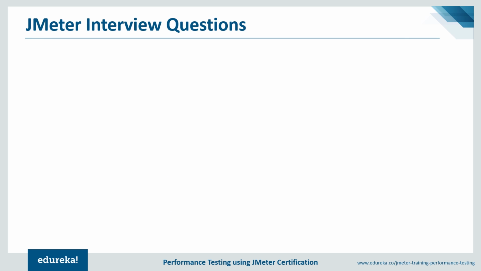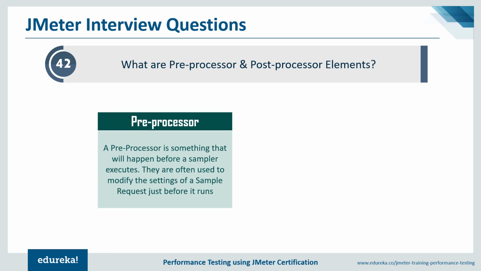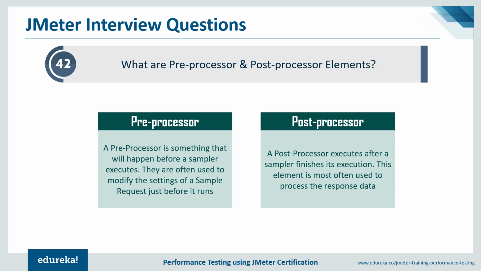Now moving on, the next question is: what are preprocessor and post-processor elements? So what are preprocessor elements? A preprocessor is something that will happen before a sampler executes. They are often used to modify the settings of a sample request just before it runs. And next up we have the post-processor elements. A post-processor executes after a sampler finishes its execution. This element is most often used to process the response data.